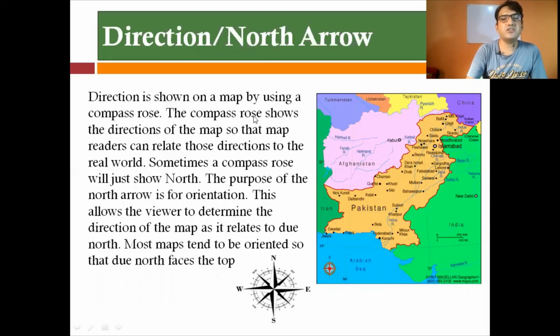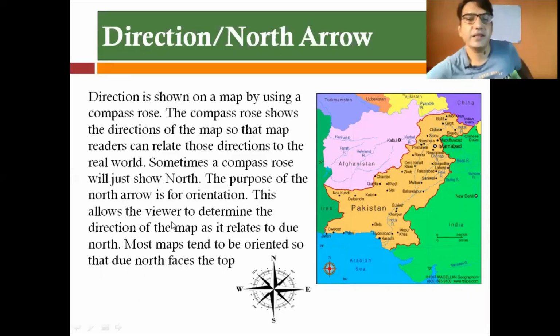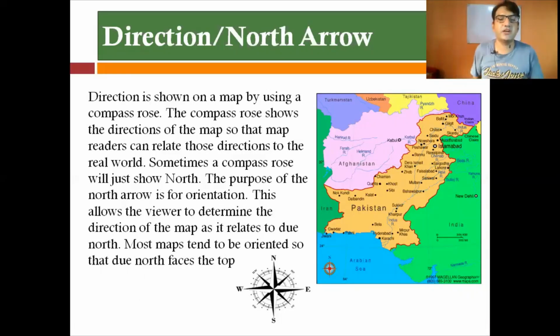The compass rose shows the direction of the map so that map readers can relate those directions to the real world. Sometimes a compass rose will just show north. The purpose of the north arrow is for orientation. This allows the viewer to determine the map's relation to due north.